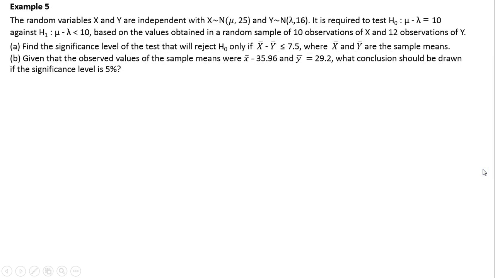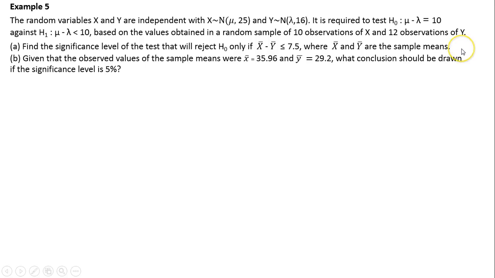Example 5. The random variables x and y are independent, with x being distributed normally with mu as the mean and 25 as the variance, and y being distributed normally with lambda and 16 as its mean and variance. It is required to test mu minus lambda is equal to 10 against mu minus lambda less than 10, based on the values obtained in a random sample of 10 observations of x and 12 observations of y.